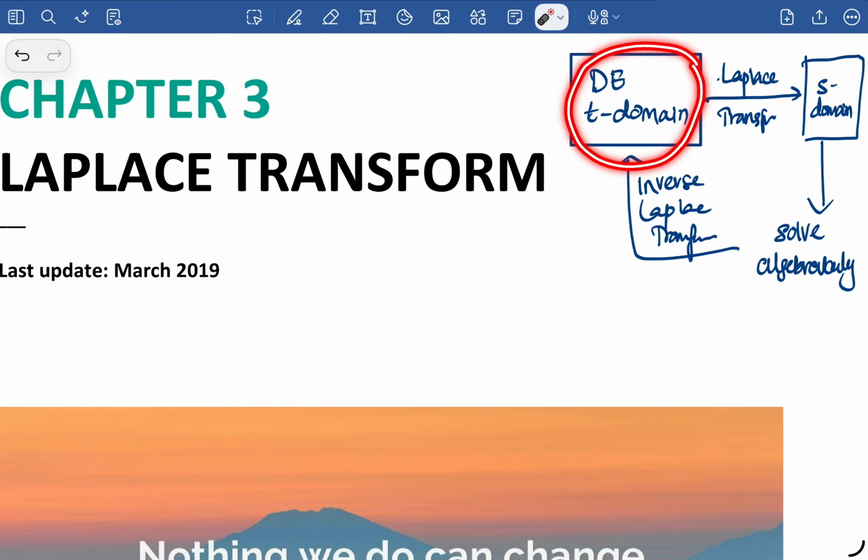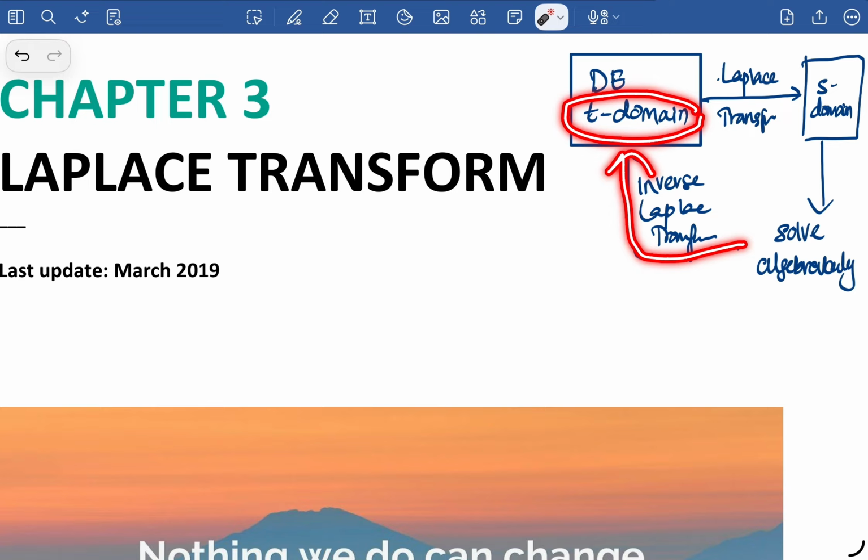But in chapter 3, it is slightly different. We will still solve the differential equation, but what we do is the transformation first. We transform the equation into Laplace transform from the t domain, and it will become the s domain. Then we do the solution here. After we do the solution, we have to do the inverse because the original equation is in the form of the t domain. So basically, this is what we will learn in this chapter.